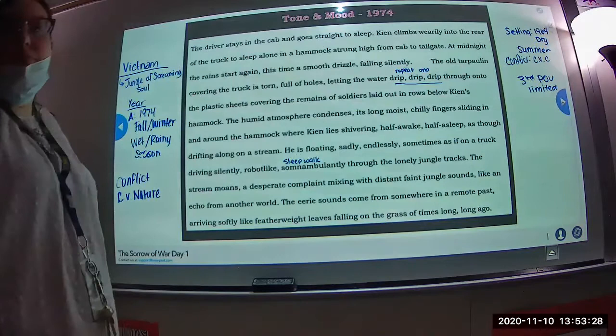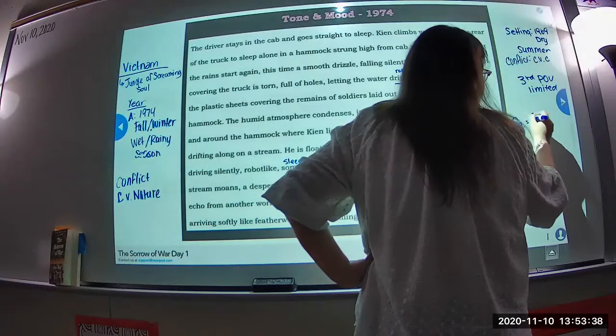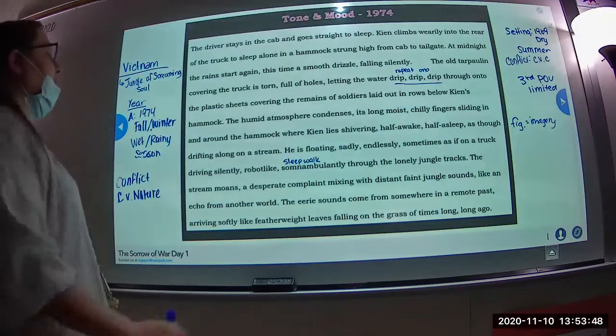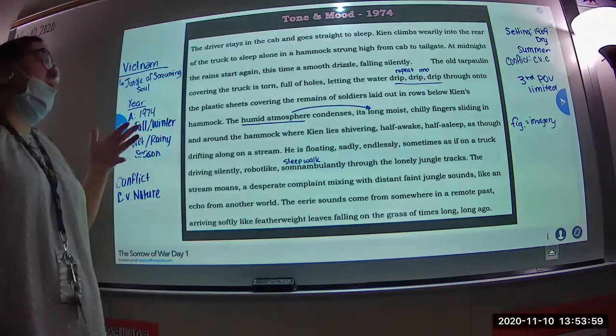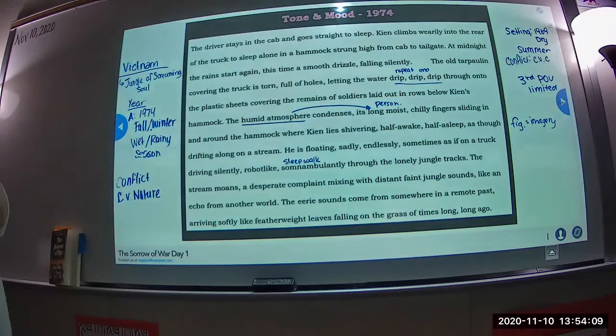Definitely using figurative language, right? And there's a lot of imagery. It's almost like you're there, right? It's long, moist, chilly fingers sliding in. He's talking about humidity, right? What is that literary device? He's talking about humidity that has long, moist, chilly fingers. Oh, personification. Yeah. Okay, as though drifting along on a stream. Metaphor.